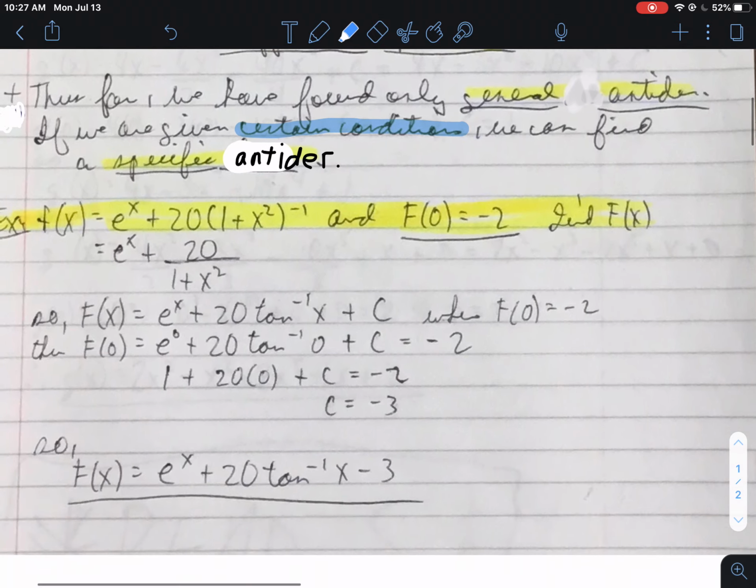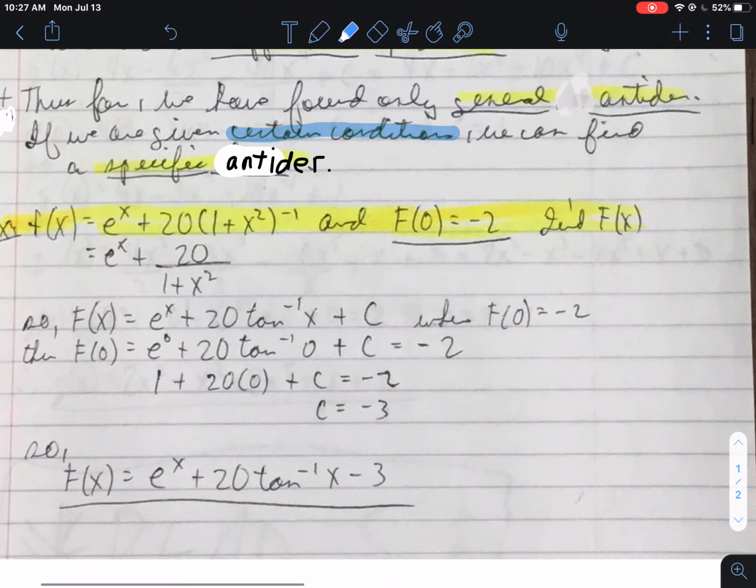So for example, for the next one, I have f of x equals e to the x plus 200 times 1 plus x squared to the negative 1. I threw this one in just to remind you of a type of function that we've seen before, because I don't want you to forget about your inverse trig functions. I mentioned at the time they kind of throw these in every now and then, so we need to recognize them when we see them. I could rewrite that as e to the x plus 20 over 1 plus x squared. We're also told that cap f of 0 equals negative 2, right?